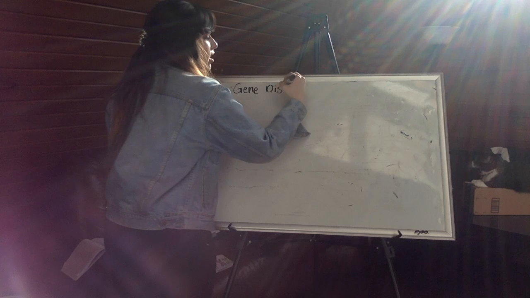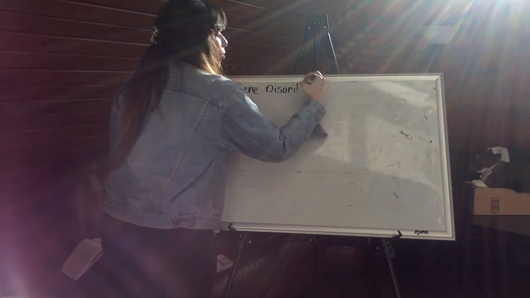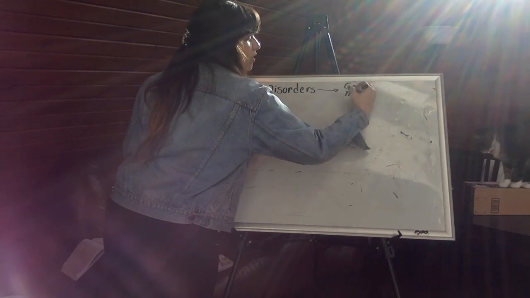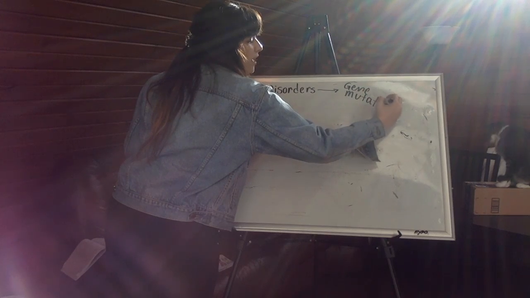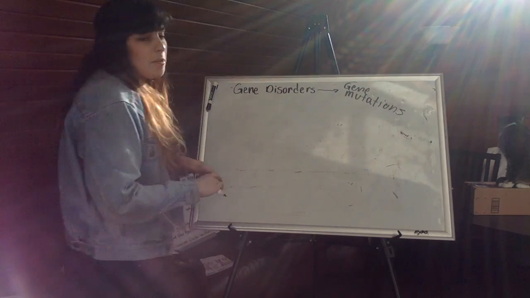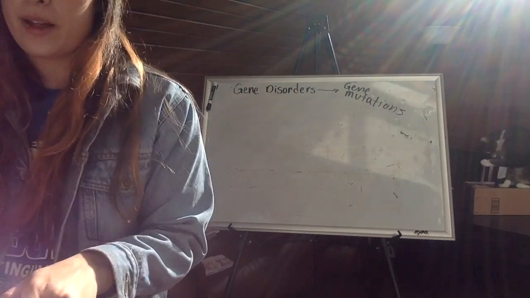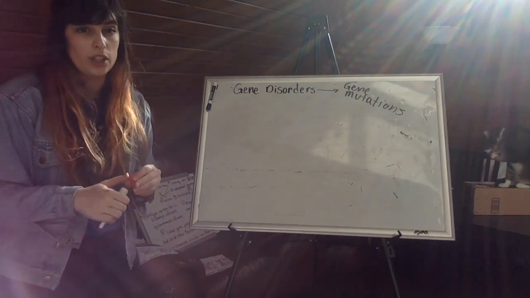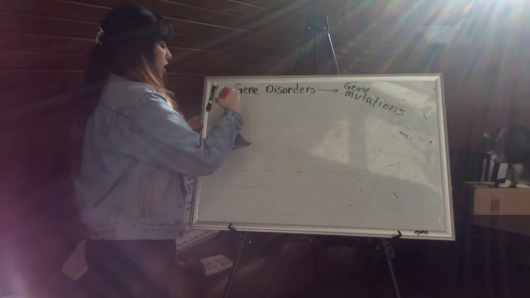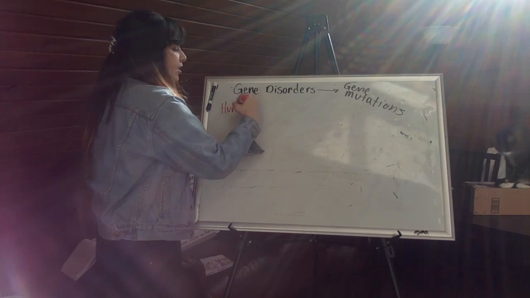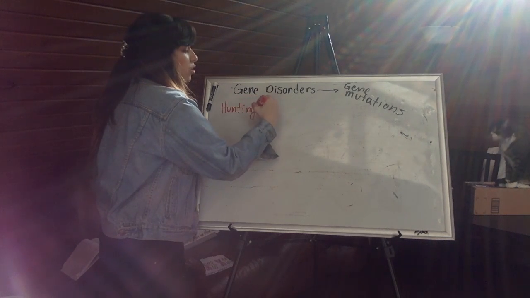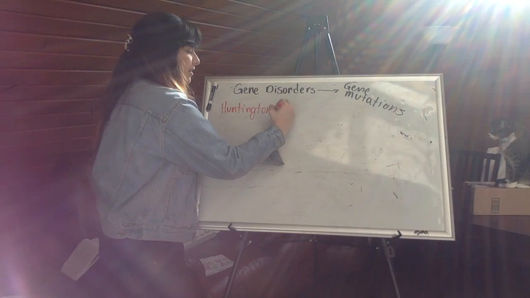That mutation can be on any autosome or the sex chromosome, and it can be dominant or recessive. So I'm going to take a colorful marker, and we're going to draw a family tree of someone with a dominant disorder. One example of a dominant disorder is Huntington's. It's on the autosomes, so I'm not going to draw any X's or Y's.